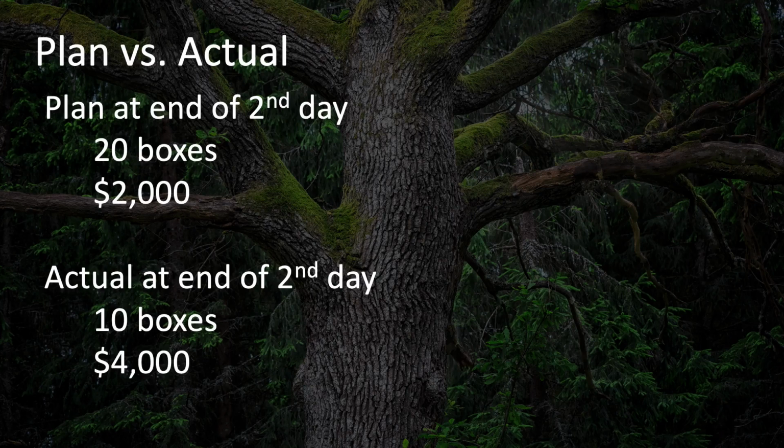How many boxes should have been scanned by the end of the second day? 20. How much should it have cost? $2,000. The value of what should have been done by now is $2,000. This is known as the planned value, or PV. Now keep in mind that even though it's called planned value, it's actually planned budgeted cost. It's the amount of money that was budgeted to be spent by this time.